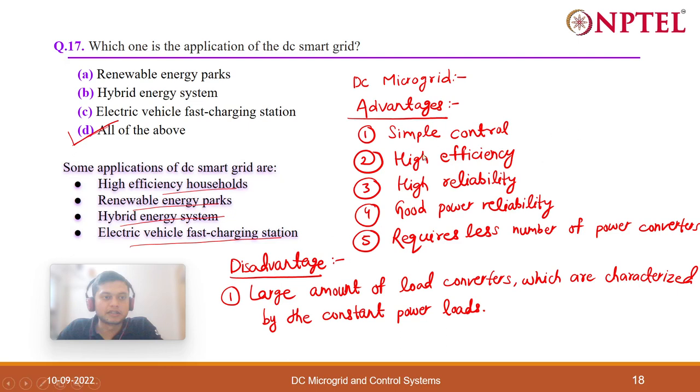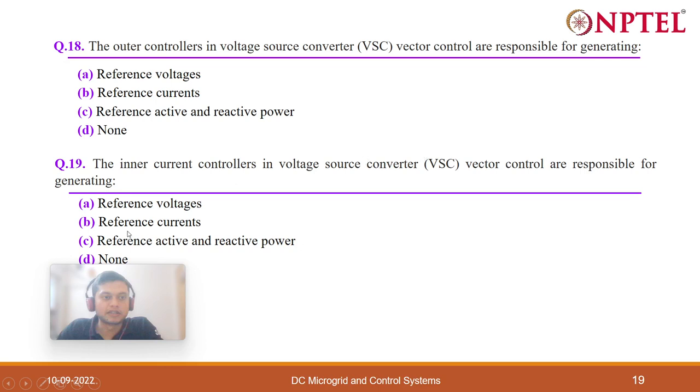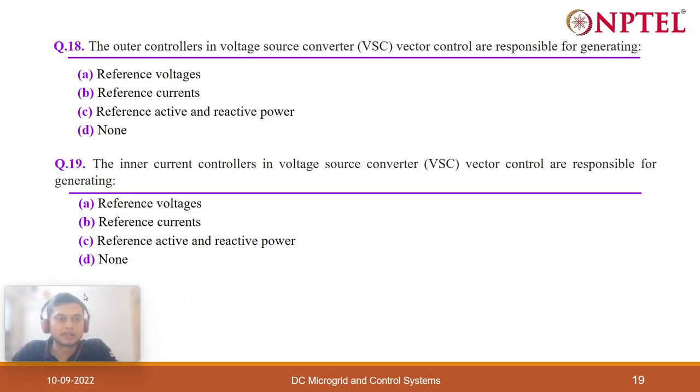Now let us see some questions on the voltage source converter, which we need for formation of the DC bus, to integrate the AC microgrid with the DC microgrid. So the 18th question is: the outer controllers in voltage source converter vector control are responsible for generating, first option reference voltages, B option reference currents, C option reference active and reactive power, D option none. You can type your answer in the chat box.